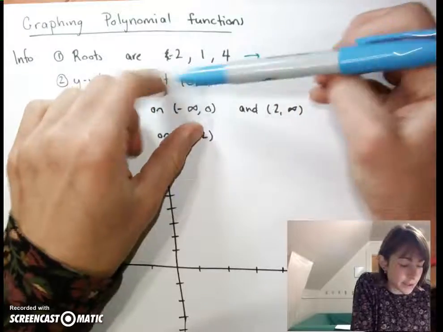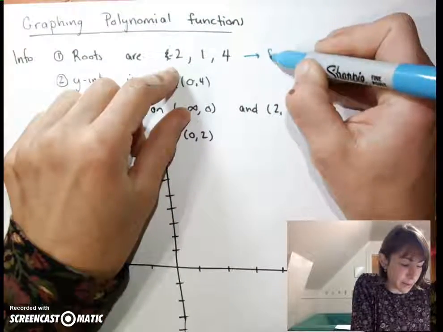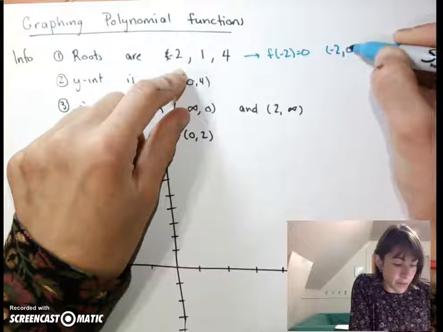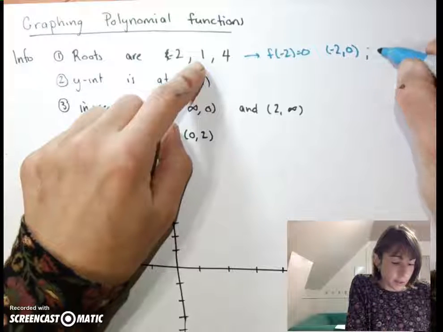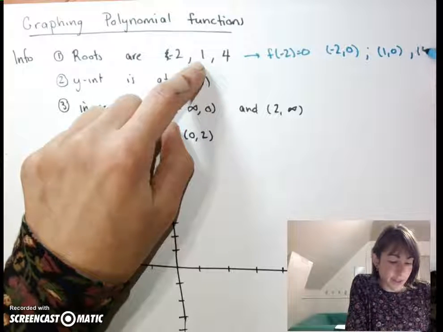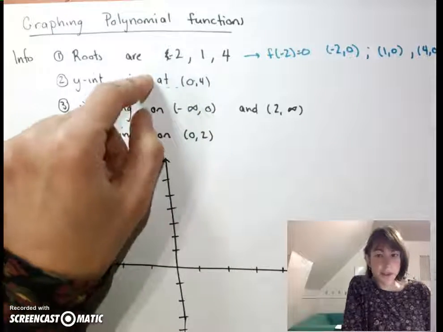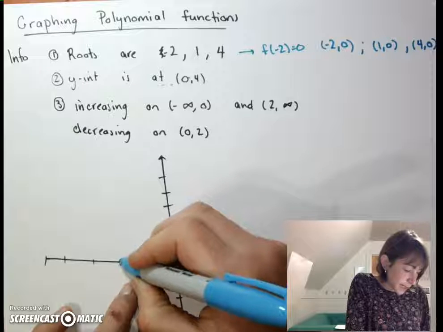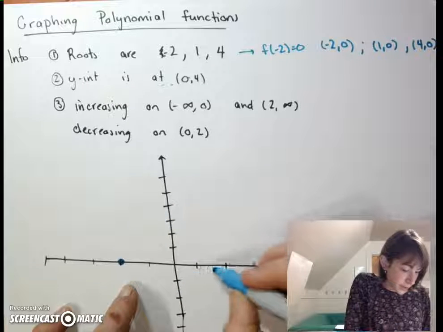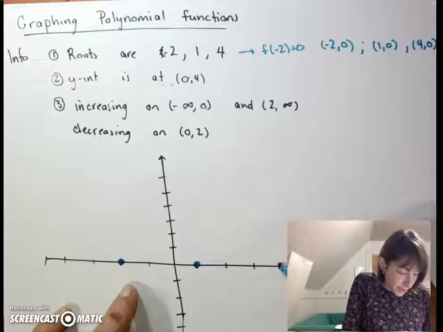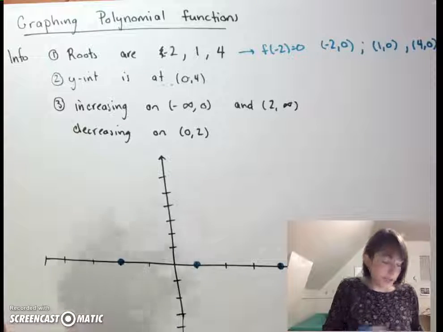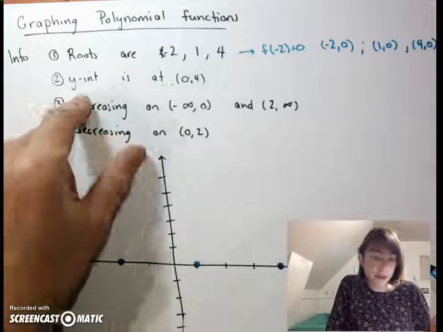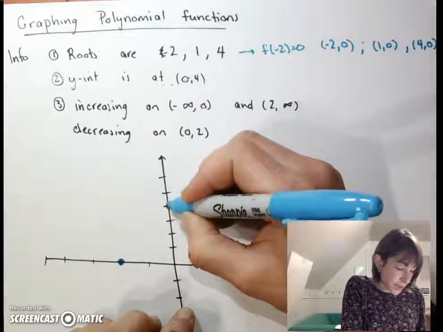That means that, for example, f of -2 equals 0, so (-2, 0) is on the graph, (1, 0) is on the graph, and (4, 0) is on the graph. So the roots tell me the x-intercepts. So I can plot these: (-2, 0), (1, 0), and (4, 0). And I need to figure out how to connect up these dots, so I need some more information. I also know that the y-intercept is (0, 4), so I'll go ahead and plot that.